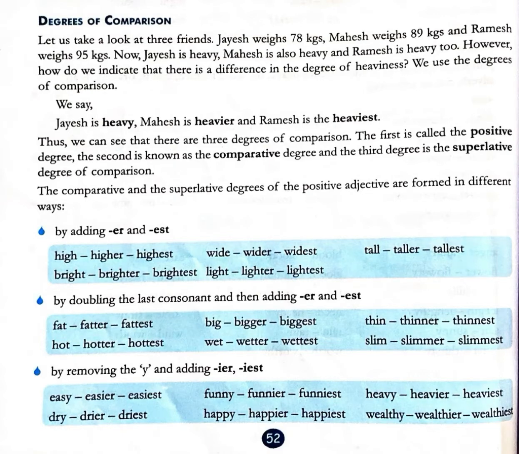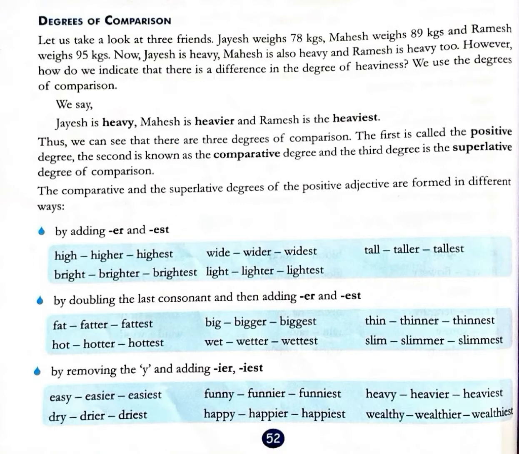Now, whenever you need to make a comparison between all of them, like for example, here there are three people, you need to make comparison between the weights of all the three. So, how will we do that? We say Jayesh is heavy, Mahesh is heavier and Ramesh is the heaviest. Means Jayesh is heavy, and Mahesh has more weight than Jayesh, so he is heavier and Ramesh is the heaviest. Thus we can see that there are three degrees of comparison.